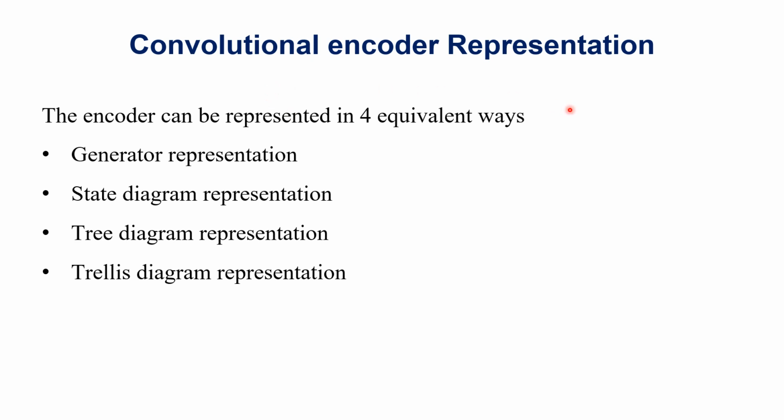A convolution encoder can be represented in 4 ways: generator representation, state diagram representation, tree diagram representation, and trellis diagram representation.